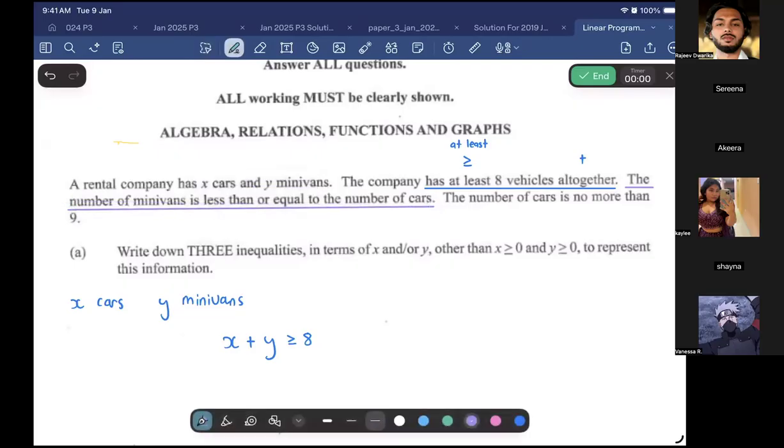Not quite. So they're saying the number of what? The number of minivans. Is minivans X or Y? Minivans is Y. Right. So we had to start off with Y, because Y is the amount of minivans they have, right? They have X cars and Y minivans. And they're saying the number of minivans, which is Y, is less than or equal to the number of cars. What am I going to use to represent the number of cars? Oh, X. Right. So you said it the other way around. Yes. That's okay. You're learning, that's fine.